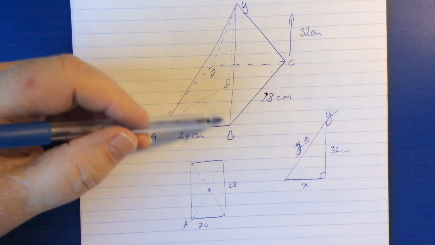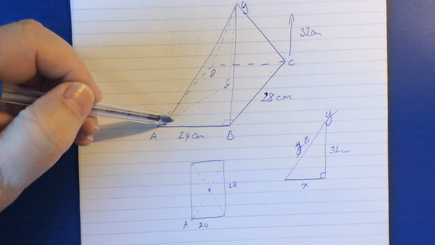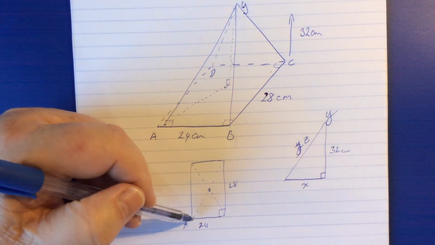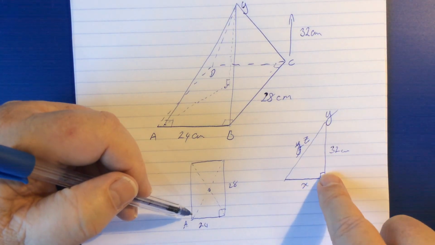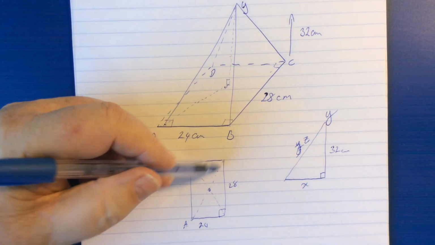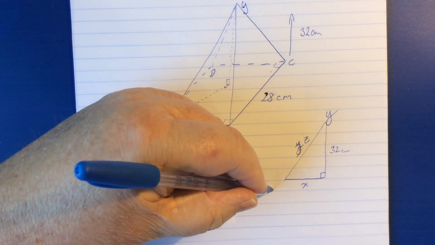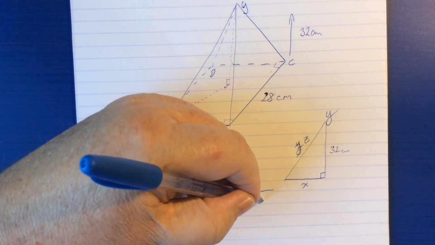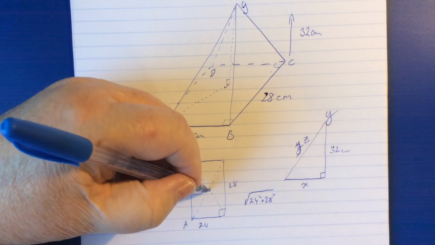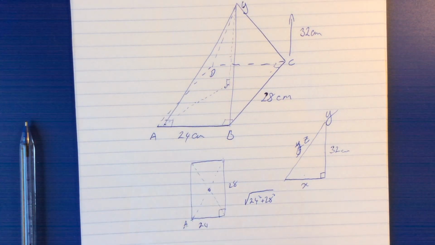Well, this is a rectangular pyramid. These are all right angles. So what we have is a right angle triangle, not unlike this, but just with different measurements. So we can find this distance here really easily. It is the square root of 24 squared plus 28 squared. And if we find that, we need half of that to get the base of this. So let's get to work.